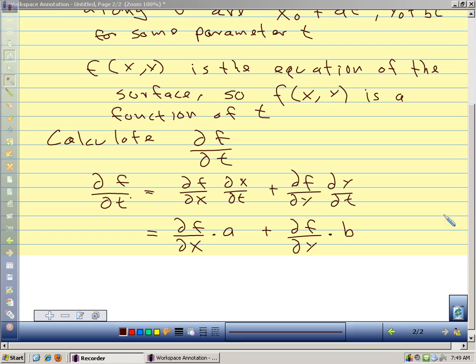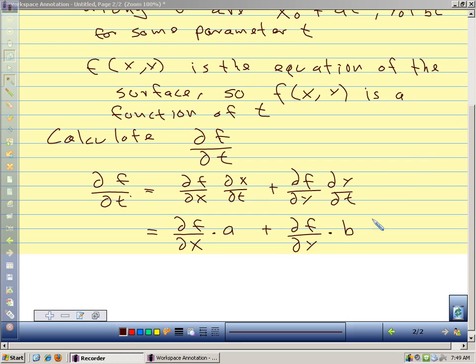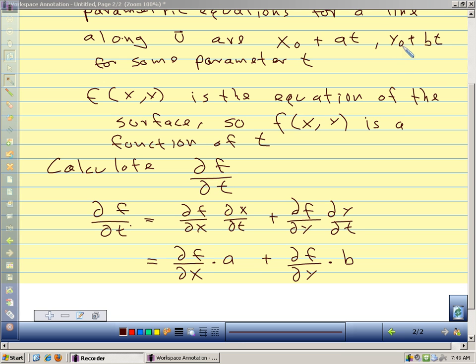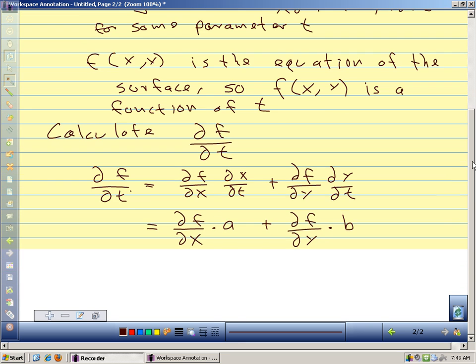So this is how we're actually going to calculate our directional derivative. This gives us the derivative of our function in the direction of the vector that we're interested in. We express the vector as a line parallel to the vector as parametric equations, and as the time parameter increases, we're moving along the direction of the vector in the xy plane. So we're moving along the direction of the curve on our surface.